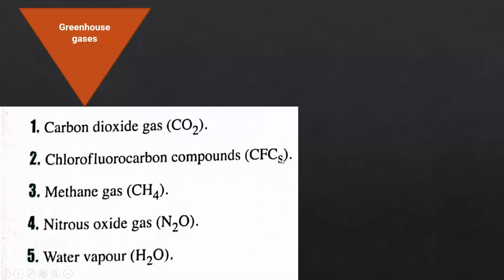Now let's talk about the greenhouse gases. These are gases that cause global warming, and in the next few slides, we will learn why we call them greenhouse gases. What is the relation between greenhouse gases and the normal greenhouse we know?